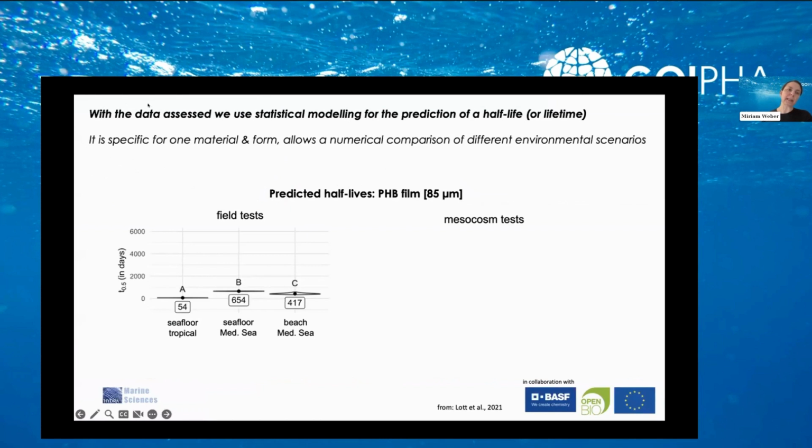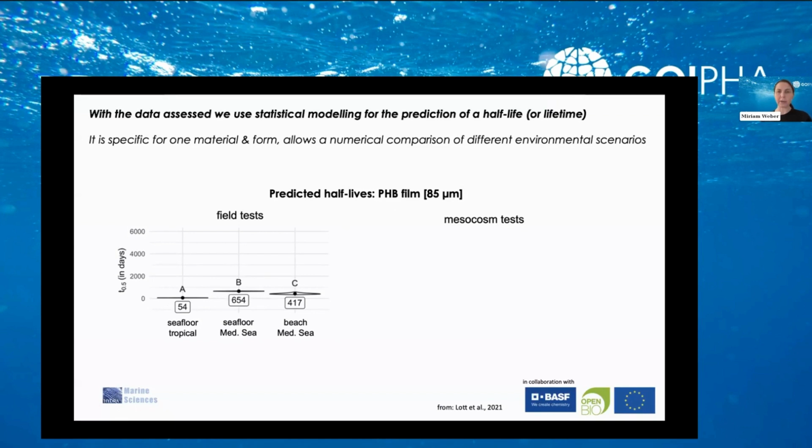And we do then assess, with the assessed data, statistical modeling, so we can predict the half-life, which is then an option to numerically compare the different environmental scenarios. Here in this graph, you see a violin plot with the numbers in the boxes, giving you a half-life in a tropical seafloor for this PHB film of 85 microns thickness of about 2 months. In the Mediterranean seafloor it was about 2 years, and in a beach scenario in the Mediterranean, 1.5 years.